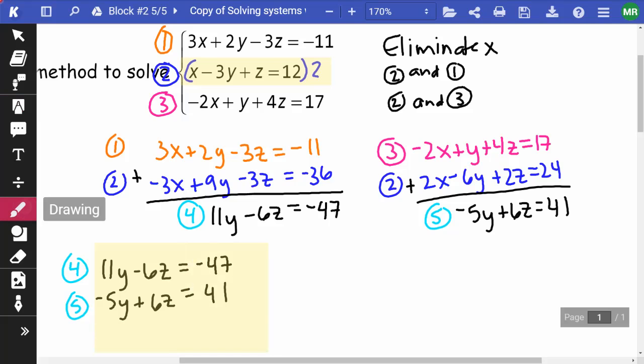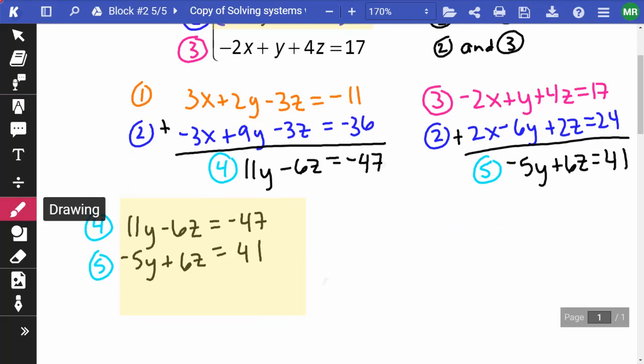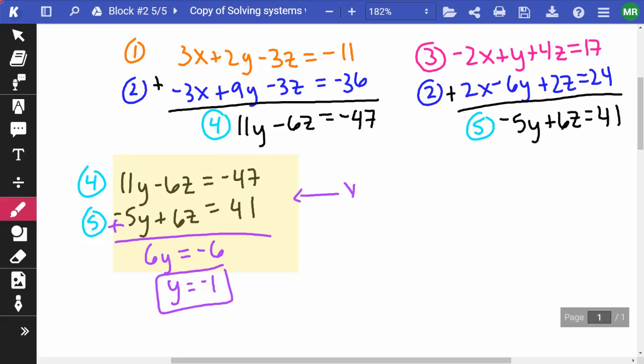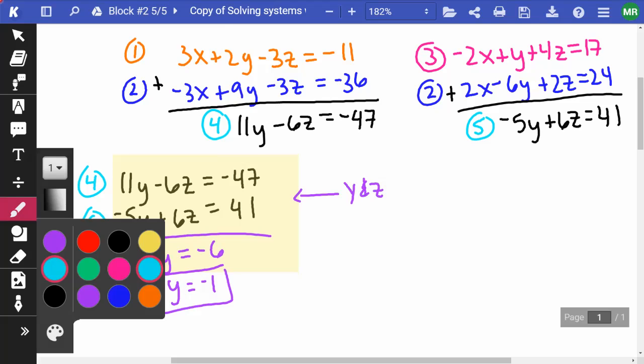Now, the one thing you're going to notice is that I can actually add these two equations together and my z's are going to cancel out. And so I'm going to get 6y is equal to -6. So y is going to be -1. So that's one answer. Now, I'm not done because this equation has both a y and a z. I found my y. I now need to find my z. So I need to plug it into either one of those. So let's say I plug it into number 5.